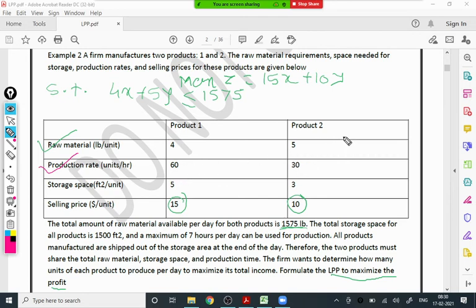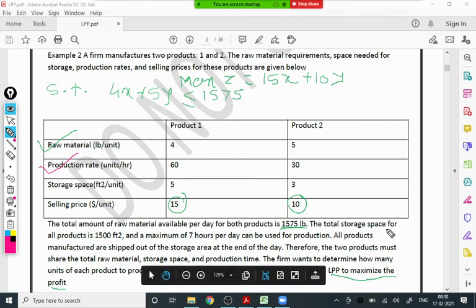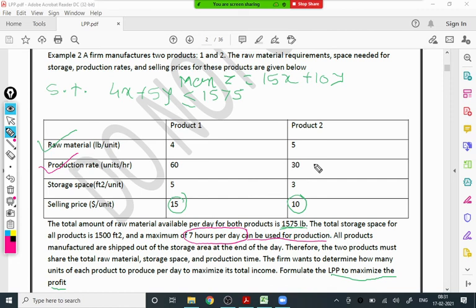And now what is the condition on production rate? A maximum of 7 hours are available per day for production. Can anyone tell me, this is the only difficult constraint, what should be the constraint for production rate? X by 60 plus Y by 30 is less than or equal to 7. Very nice. Good, good. Okay, so that's correct.